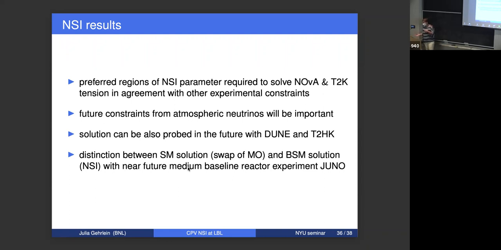And then finally, the distinction between the standard model solution to this slight tension, which means swapping the mass ordering from normal to inverted, and the BSM solution I presented here with NSI, can be distinguished in the future with reactor experiments like JUNO, which is currently under construction and is going to come online next year. Of course, it will take a while until they have their measurement of the mass ordering, but JUNO will definitely tell us which mass ordering is realized in nature. And then maybe it will turn out that even though the mass ordering cannot fully resolve the tension between T2K and NOvA, maybe we already saw the first hints of an inverted mass ordering in this data.